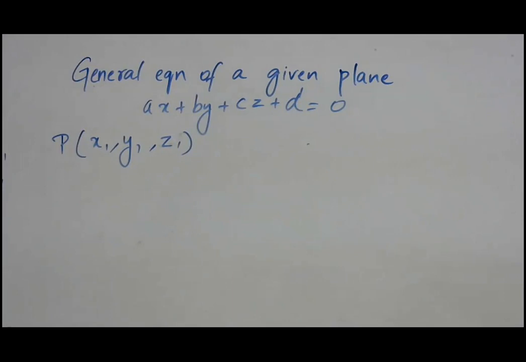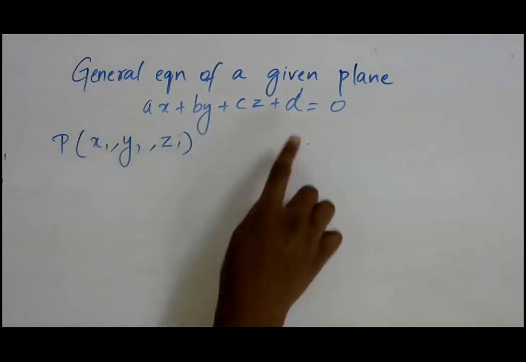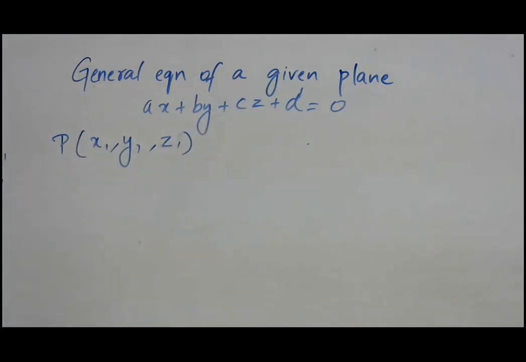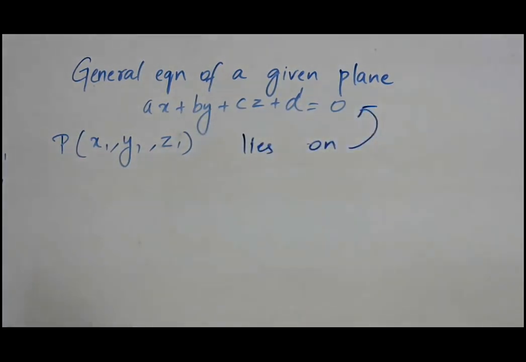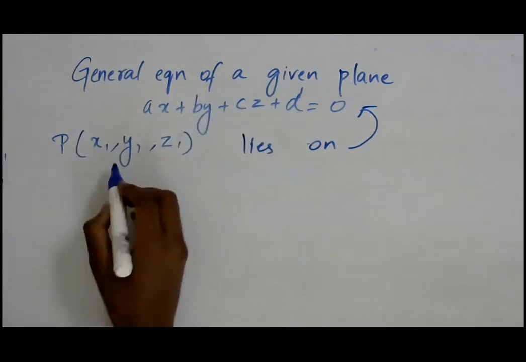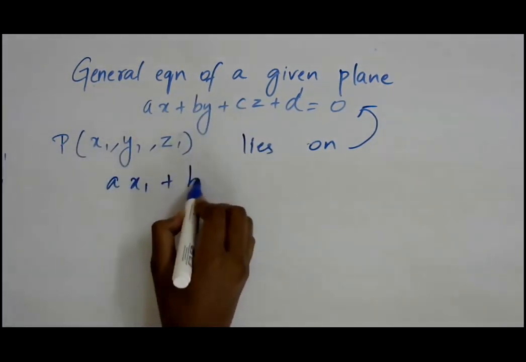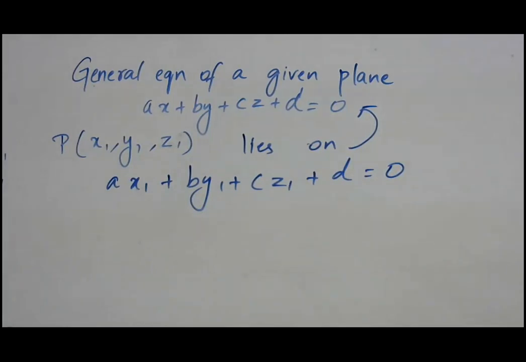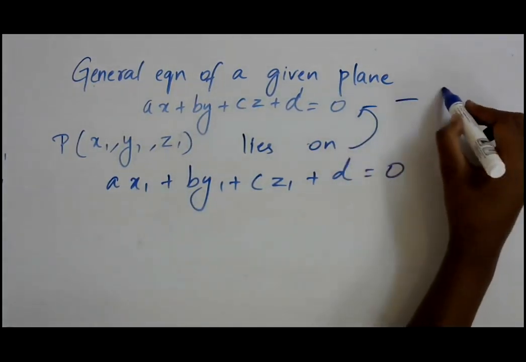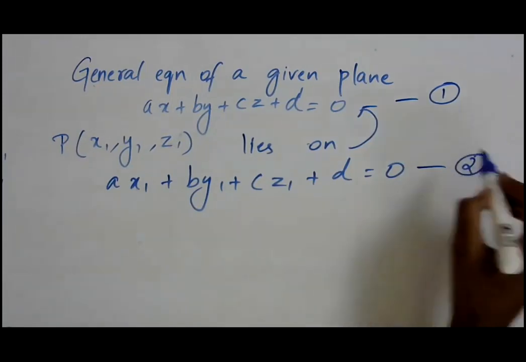So now let's consider a plane of the general equation ax plus by plus cz plus d is equal to 0. So if there is a point P, x1, y1, z1, which lies on this plane, then this point should satisfy this equation, right? So what does it actually mean? If it lies on this plane, then this should actually satisfy this equation. That means we will be having ax1 plus by1 plus cz1 plus d is equal to 0. So now we have two equations here, right? Let's take this one to be the first equation, this to be the second equation.